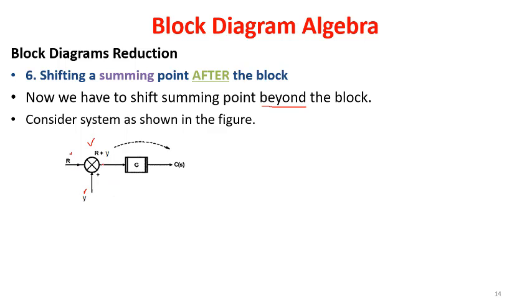Hence the signal coming out from the summing point will be R plus Y, because it has a positive input. This is also positive. Going through the block, the output here will be G multiplied by the summation of R plus Y. So this will be the output.